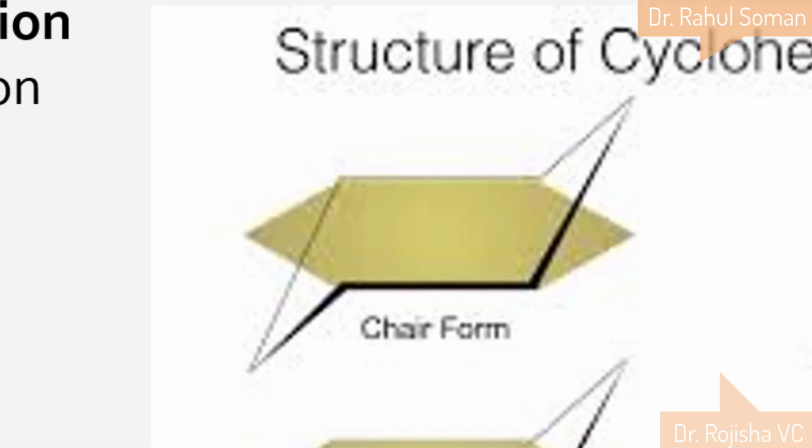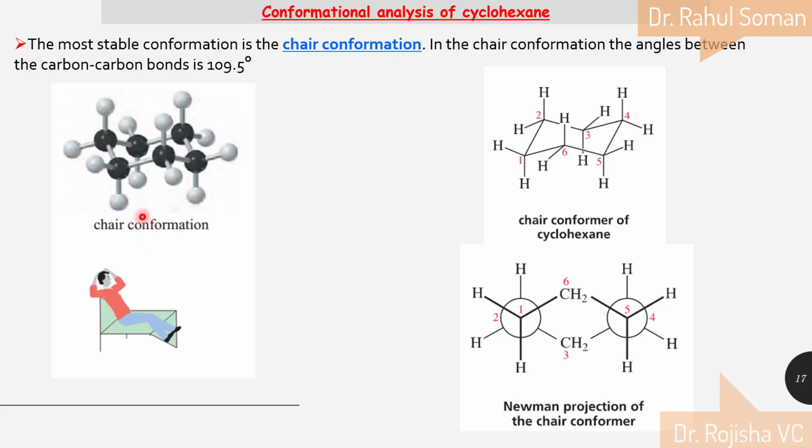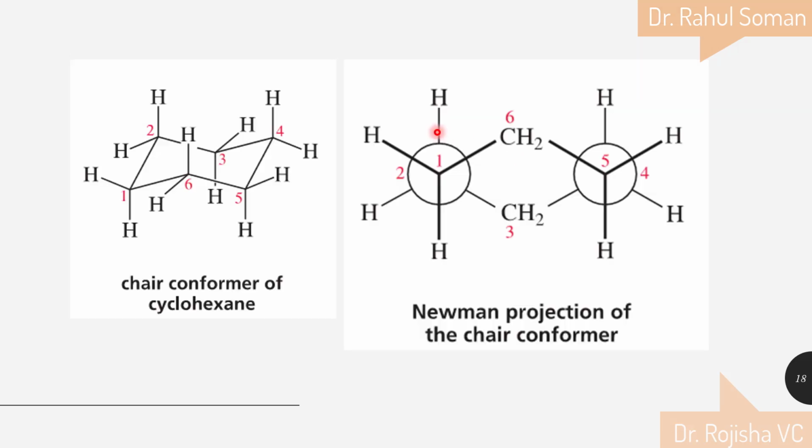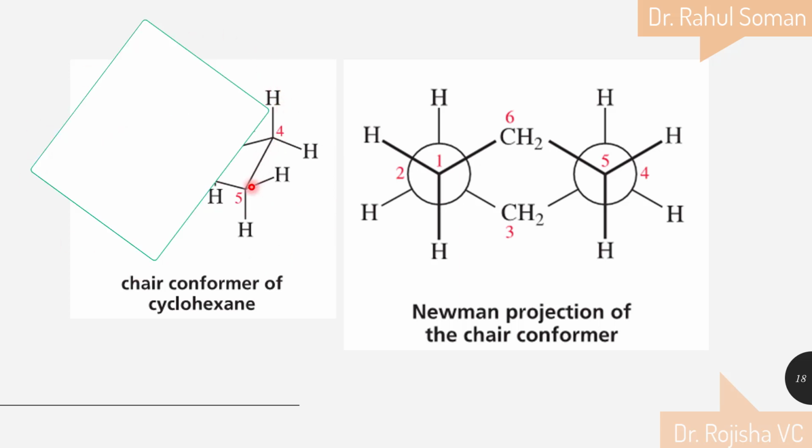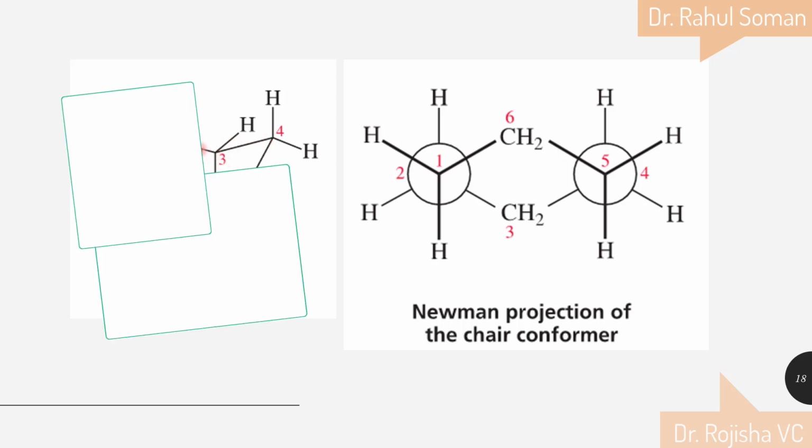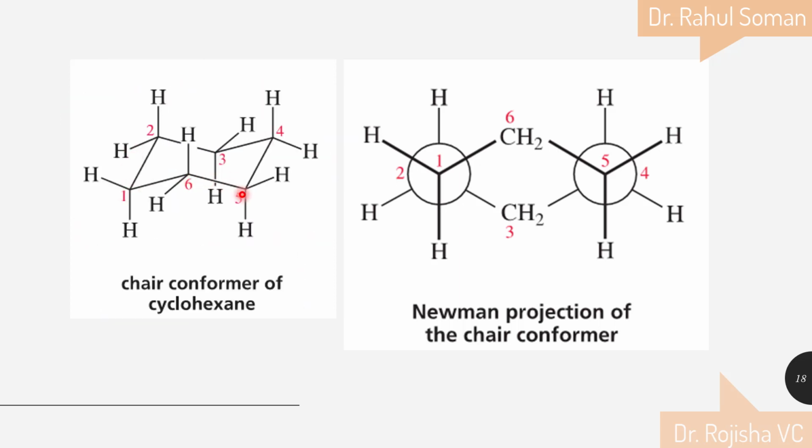In this chair structure, three hydrogens act as the chair legs, and these two are the handrests of the chair, and the head we can keep here. This is the Sawhorse view of this molecule, and if we convert this to a Newman view, it will look like this.